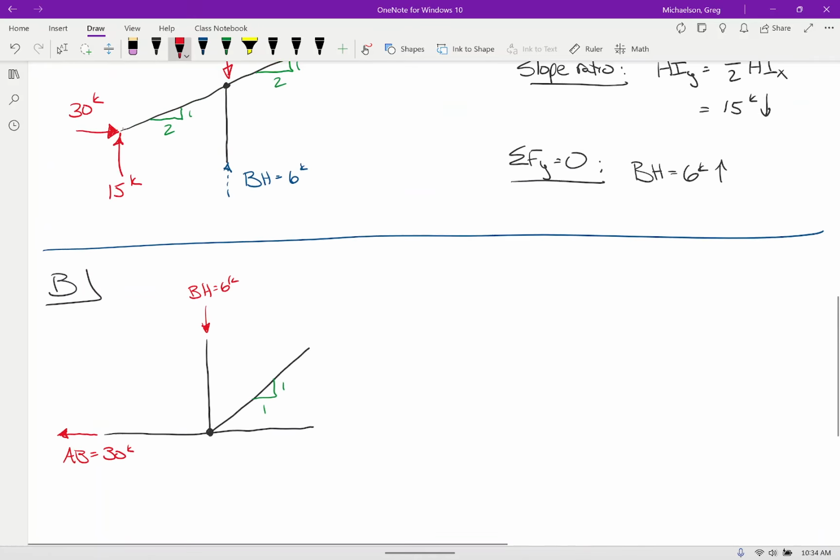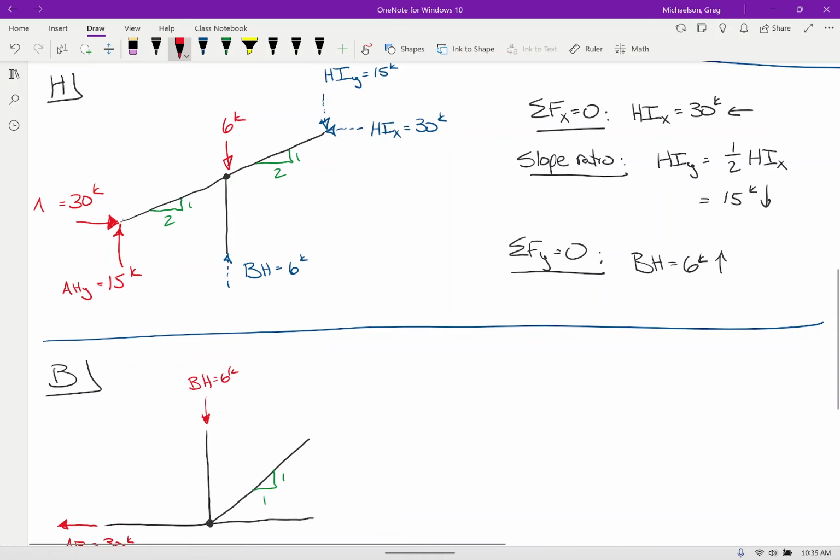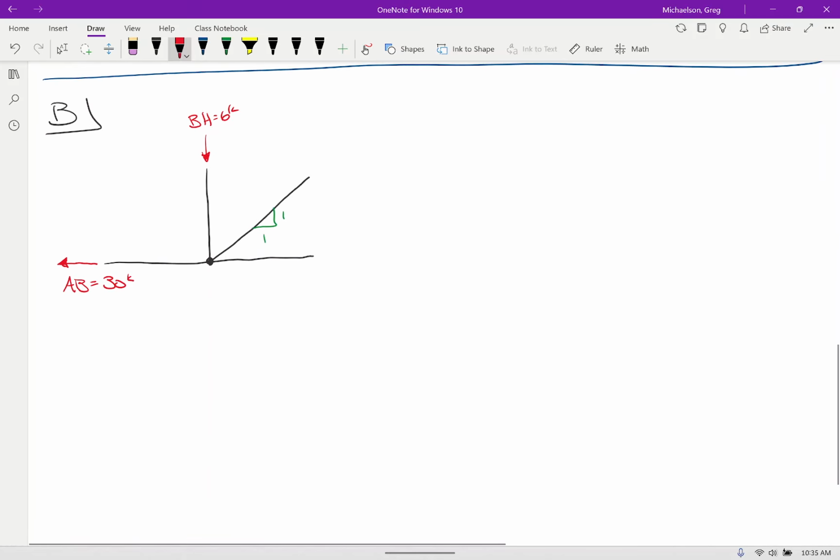Maybe what I'll do, hold on, let's do this. Let's say for this one, this was joint H. Let's actually label that on that previous joint so we know where they're coming from. Okay. All right.